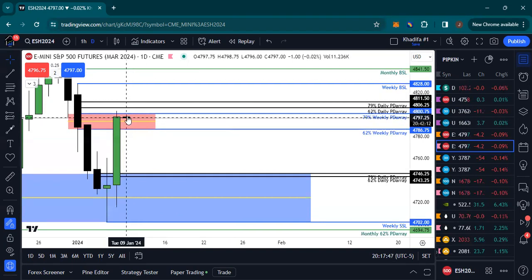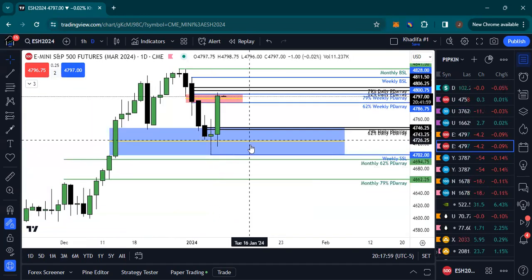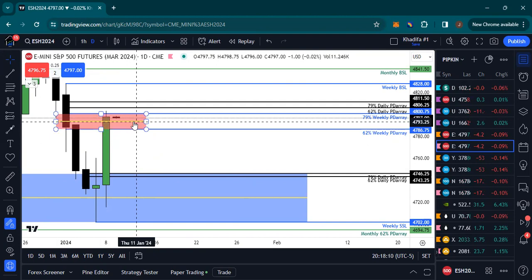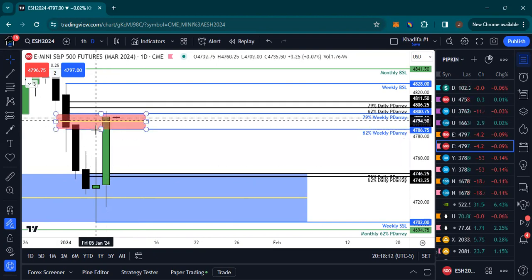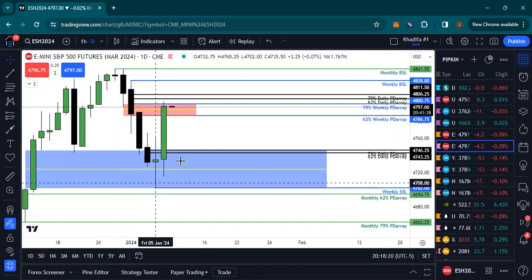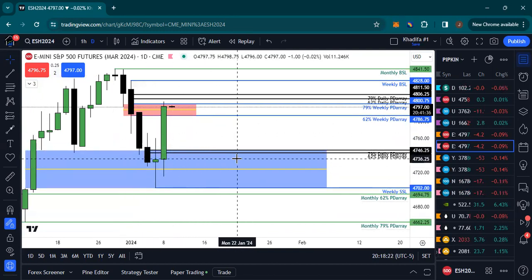I got price going up and through these daily premium array levels here, coming back down, using them as a support to continue higher to run the weekly and monthly buy side liquidity. If we break below the consequent encroachment of it, I would like to see price sell off lower, come back, retest it again, and then come on down into this imbalance. Maybe even come back down to the top of the fair value gap and then continue higher.